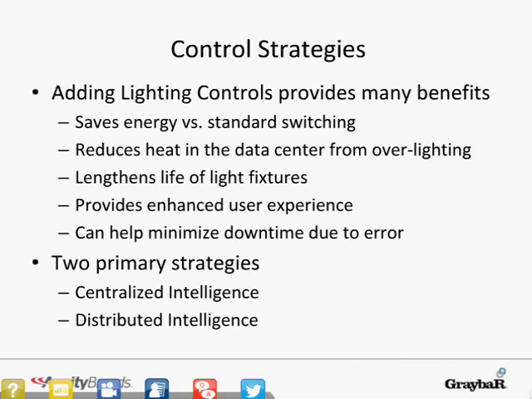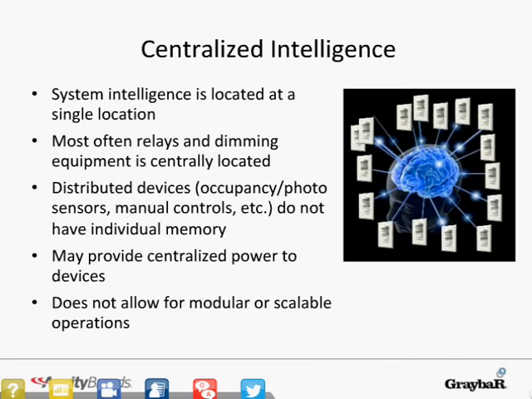There are essentially two primary strategies for lighting controls. The first one is centralized intelligence, and the second one we'll talk about is distributed intelligence. As I said, the first strategy is centralized intelligence. With this type of system, intelligence is located at a single location. Typically, there is a central panel or a rack of equipment that's placed inside a telecom room, or it may even be in the data center itself.